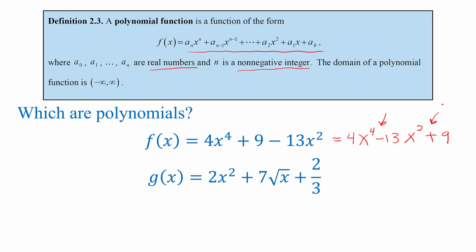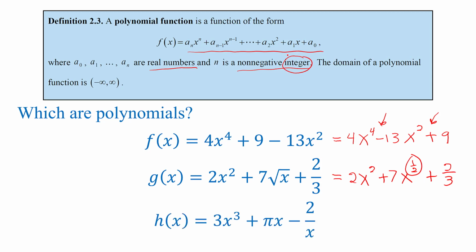Now we look at g of x, which is equal to 2x squared plus 7 times the square root of x plus 2/3. If I rewrite g of x as 2x squared plus 7 times x raised to the power of 1/2 plus 2/3, you can see that we have a problem here. The power of 1/2 on the x is not an integer, so g of x would not be a polynomial.